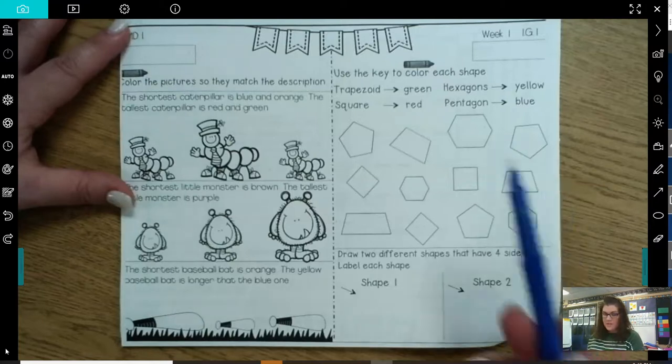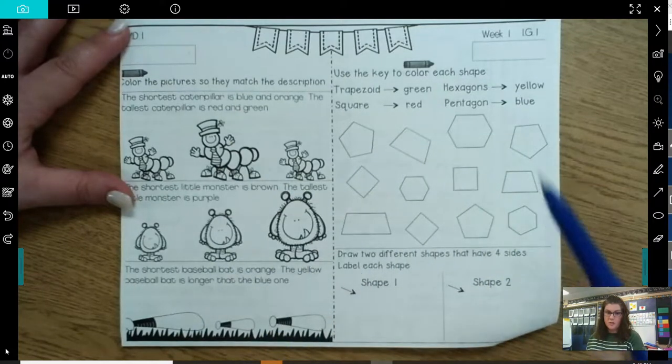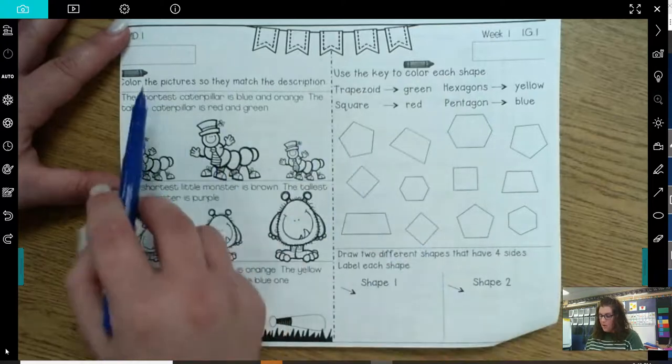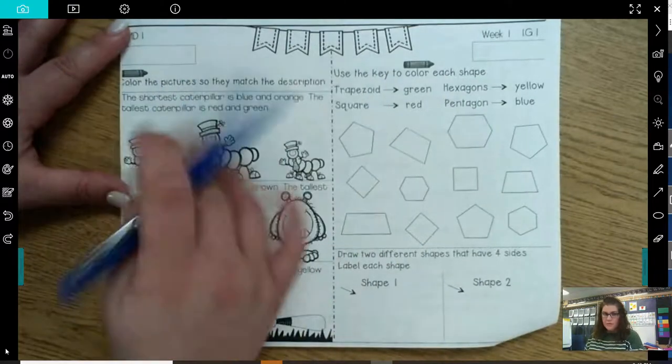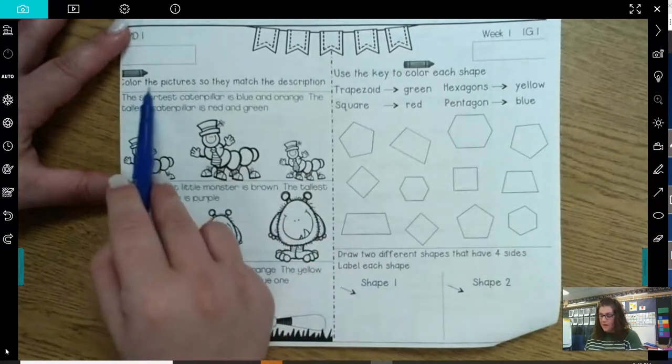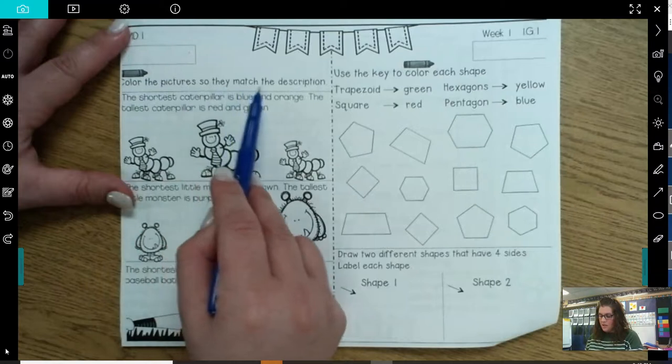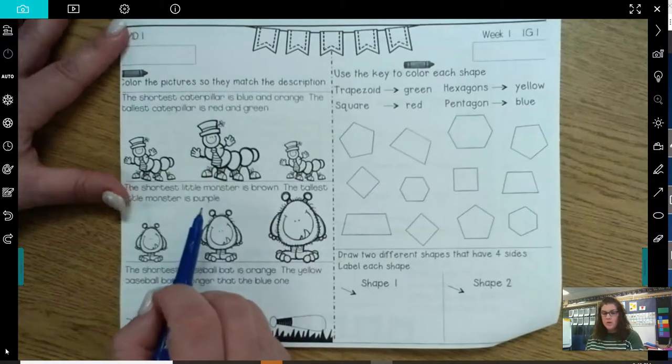Okay, if you're back with me, that tells me you have your crayons, colored pencils, or markers, and you're ready to rock and roll. So on the left-hand side, we're going to focus on this side first. It says color the pictures so they match the description. So here's what we have to do.